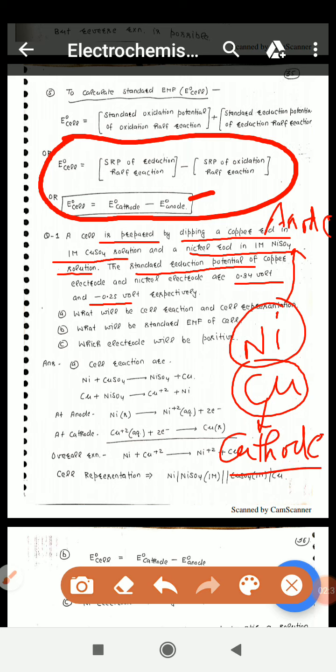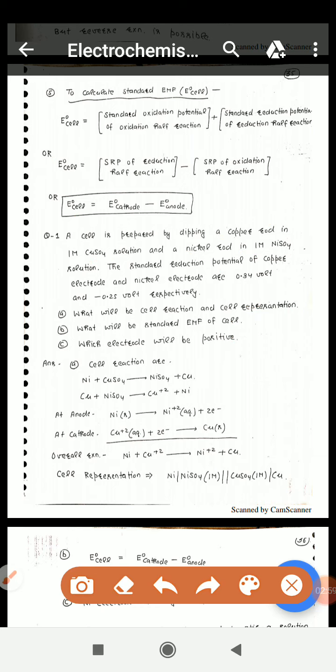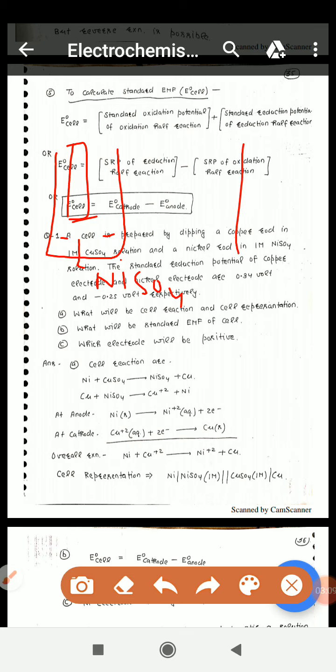First you identify the anode and cathode. If you are able to identify the anode and cathode, then the question becomes very easy. Now you write the reaction related to this. To represent the cell reaction or cell representation, we have the nickel electrode dipped in the nickel sulfate solution, and the copper electrode dipped in the copper sulfate solution.